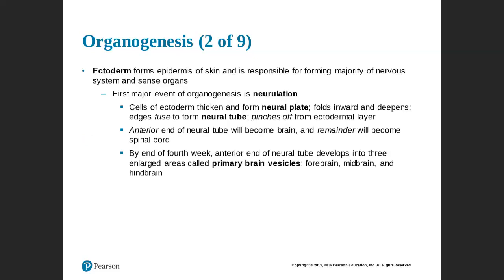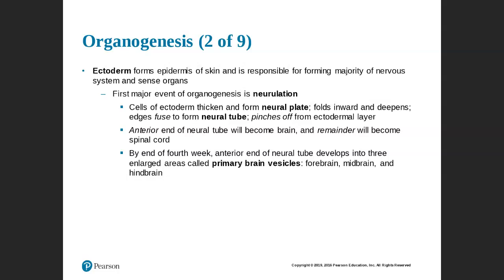Ectoderm then forms the epidermis of the skin and is responsible for forming the majority of the nervous system and the sense organs, like the eyes and ears, and smell, taste, hearing. Cells of the ectoderm then thicken and form the neural plate. It folds inward and then deepens. The edges then fuse to form the neural tube, which then pinches off from the ectodermal layer. The neural tube will eventually become the spinal cord and the brain. The anterior end of the neural tube will become the brain, and the remainder will become the spinal cord. So that's what we refer to as our central nervous system.